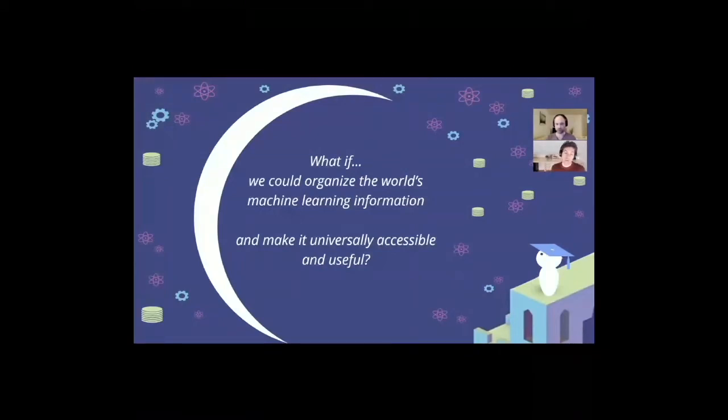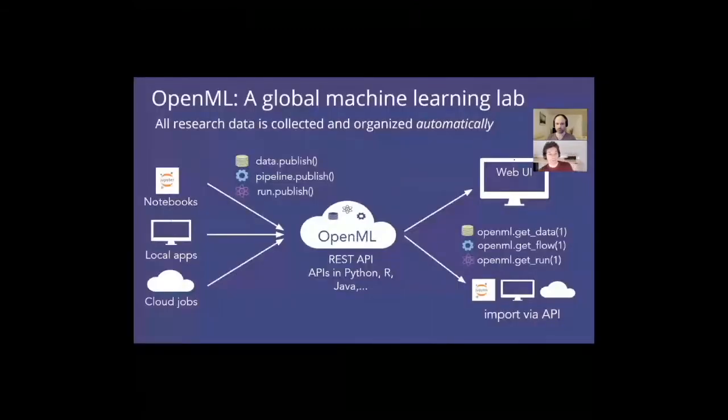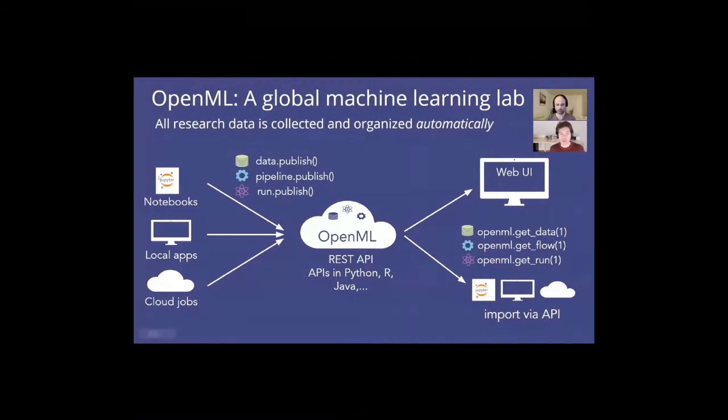And in OpenML, we want to build a platform that organizes all this information to make it universally accessible and useful. And we do that basically by building an API. So it's a web platform that allows you to easily share those data sets, flows, and runs from wherever you build them, from notebooks, apps, jobs, scripts.